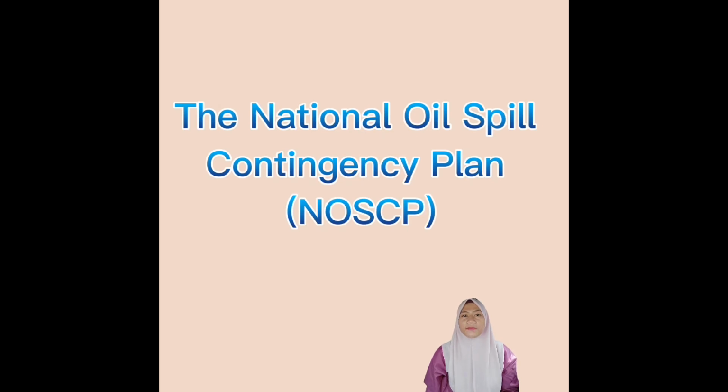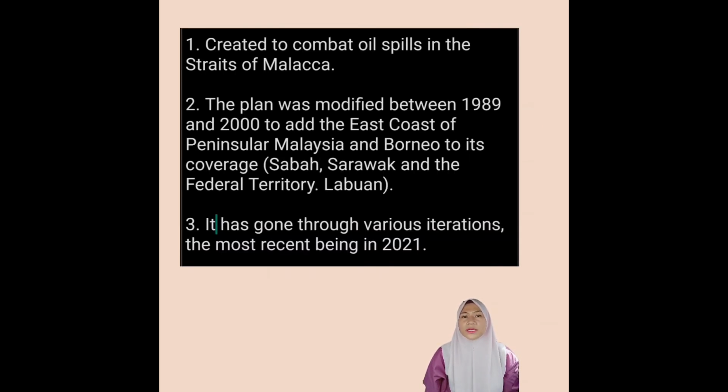Next, in 1975, the National Oil Spill Contingency Plan was created to combat oil spills in the Strait of Malacca. The plan was modified between 1989 and 2000 to add the east coast of Peninsular Malaysia and broadened to cover Sabah, Sarawak and the Federal Territory of Labuan. Since then, it has gone through various iterations, the most recent being in 2021.